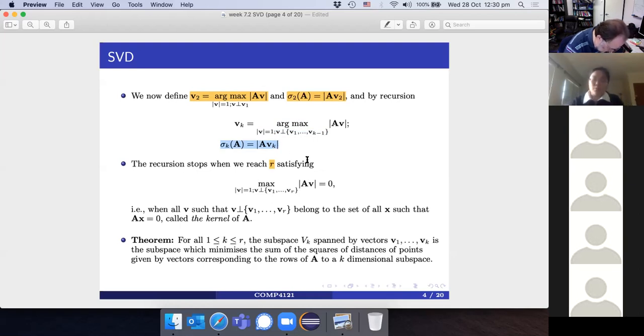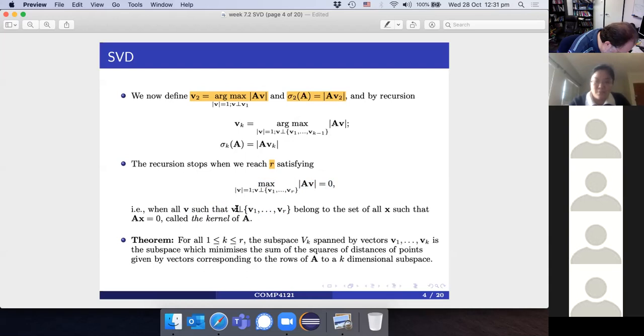So we will continue to find all of the singular values and vectors until we reach a number R, such that we can only find a vector V where the maximum of the length of AV is equal to 1. Which means we will continue these steps until we couldn't find any vector such that the length of AV is greater than 1. So in this formula, all V satisfy the condition that the length of V is 1 and V is orthogonal to all of the previous singular vectors.